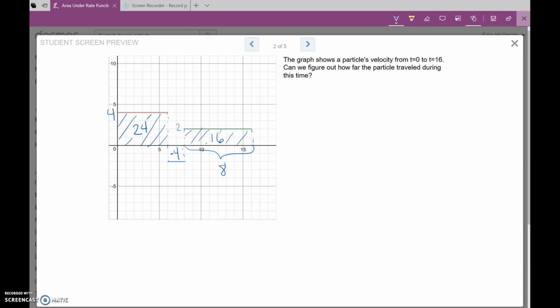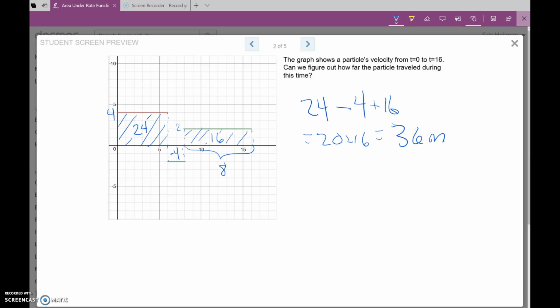So if I want to find out how far the particle traveled from its initial position, I just add up how far it traveled in each of these time periods. I have 24 minus 4. I move to the left by 4 meters. Then I move to the right by 16 more meters. So you get 20 plus 16, which is 36 meters. Good. Notice that I don't know at this point that at t equals 16 the particle is actually at position 36.